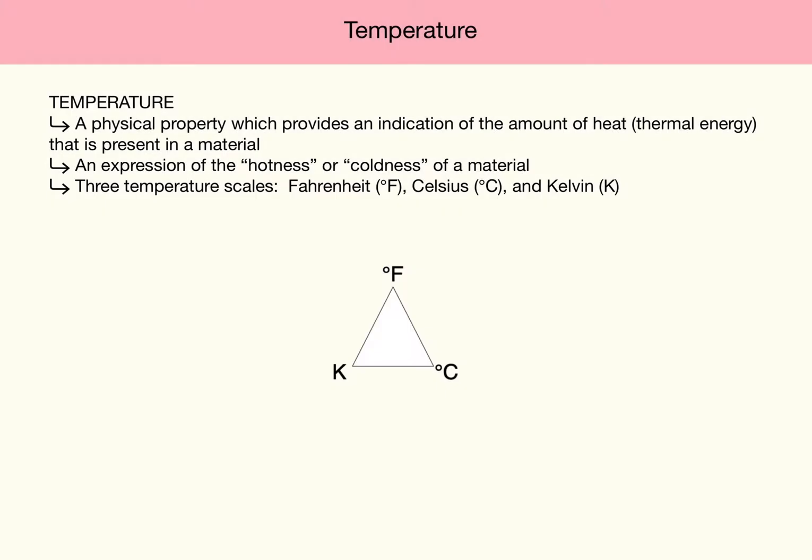Temperature is a physical property that provides an indication of the amount of heat, the amount of thermal energy, in a material. In common speak, it expresses how hot or cold something is. There are three key temperature scales: degrees Fahrenheit, degrees Celsius, and Kelvin are the units for those three scales.